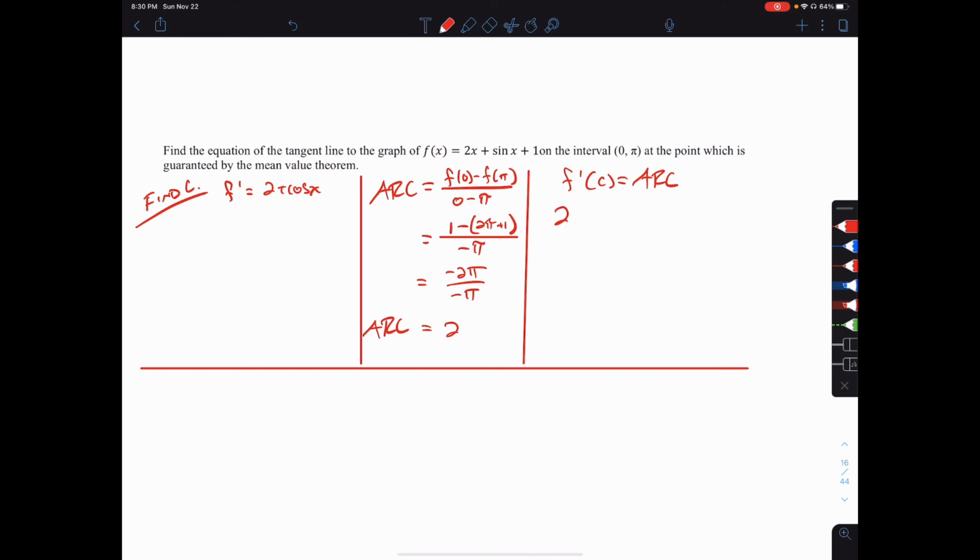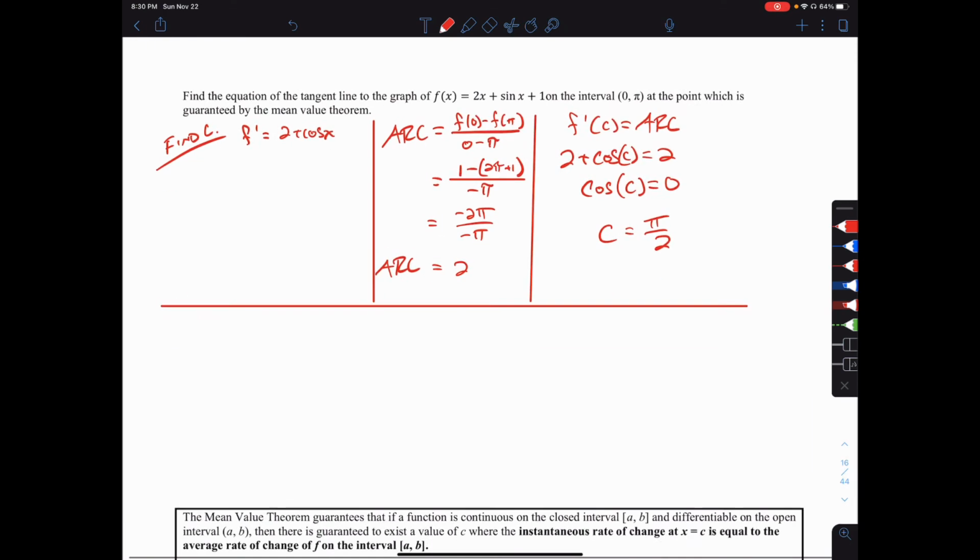So if I set 2 plus cosine of x equal to 2, average rate of change equals the instantaneous rate of change. Instead of x, I want to say c, because we're trying to find the c value. I could subtract 2 from both sides. And then when does cosine equal 0? At what angle? It's on the vertical axis, because we don't go left or right. Cosine is x over r. So that happens at pi over 2 and 3 pi over 2. 3 pi over 2 is not in this domain. So the only c value that works for this in the domain is pi over 2.